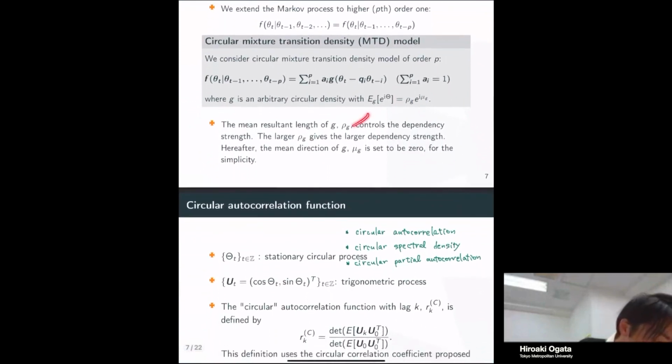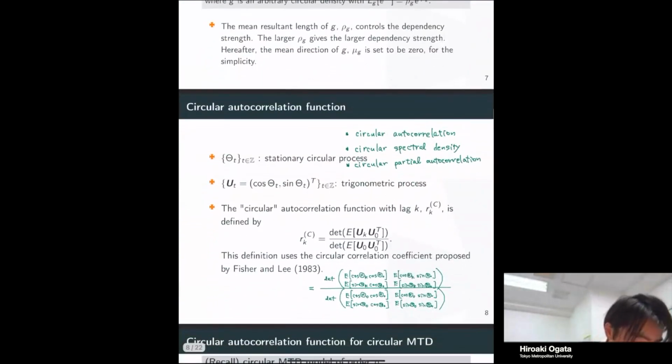Okay, then to this circular mixture transition density model, we want to consider the circular autocorrelation structure, circular spectral density, and circular partial autocorrelation. First, let us consider the circular autocorrelation. Let's say that θ_t is a stationary circular process, and this U_t, a two-dimensional process, is the trigonometric process of θ_t, so the cosine-sine process.